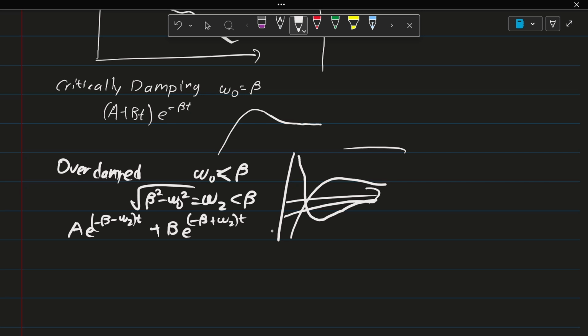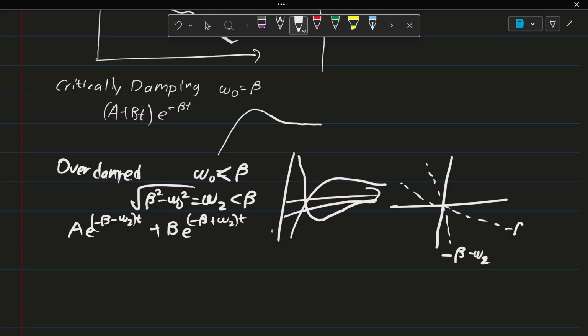So maybe you could check the phase diagram. And it turns out that there is an elegant picture. So let's have these two lines correspond to two different slopes: negative beta minus omega 2, and this one is negative beta plus omega 2. So one of the functions is decaying much faster compared to the other.